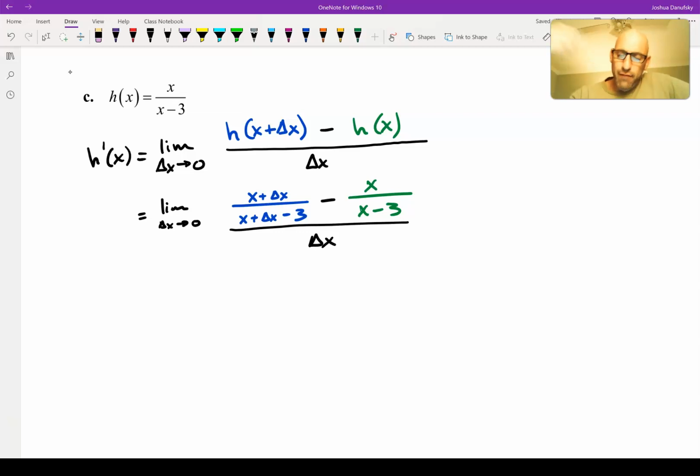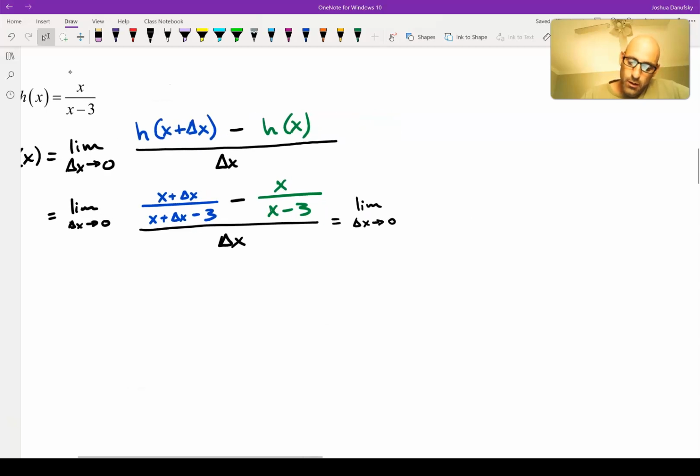I'm noticing that I have two fractions on top that are being subtracted. It sure would be nice to subtract them. So I'm going to go ahead and make common denominators. And let's see, let's do it in the next step. The limit as delta x approaches 0. Let's do this. I'm going to take my blue and leave it blue for now. In the denominator of blue, I have x plus delta x minus 3. I'm going to put that in parentheses. And then on top, I'm going to put x plus delta x in parentheses.